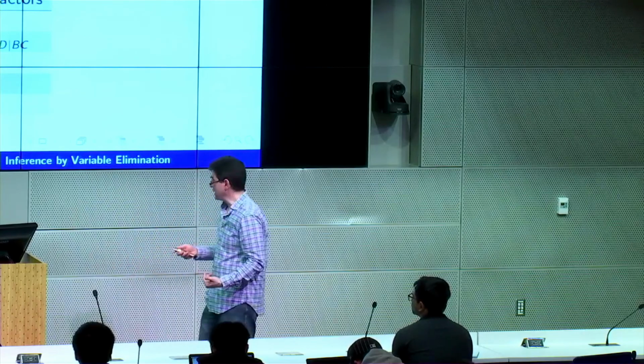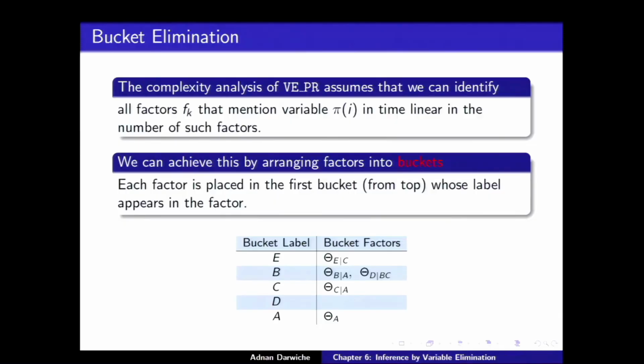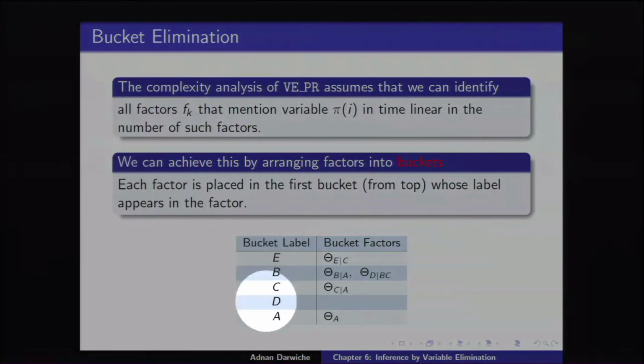So what do you do? You come and say, I want to eliminate the variables in this order. I want to eliminate E first, then B, then C, then D, then A. So you arrange them in what we call buckets like this, right? Here are the factors that I have. Why did they end up sitting in these buckets?